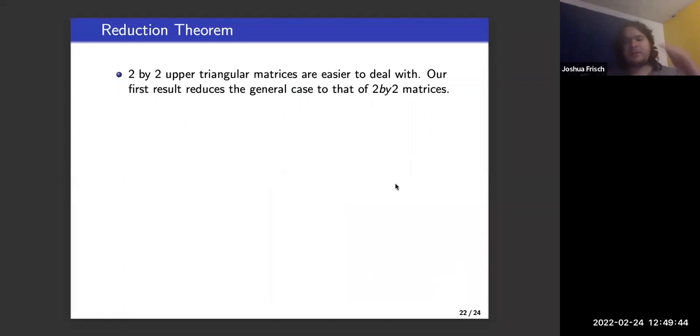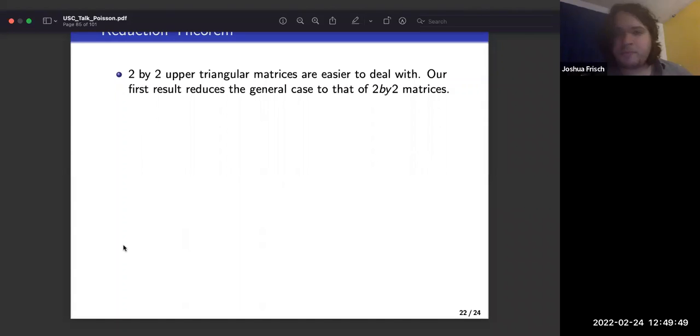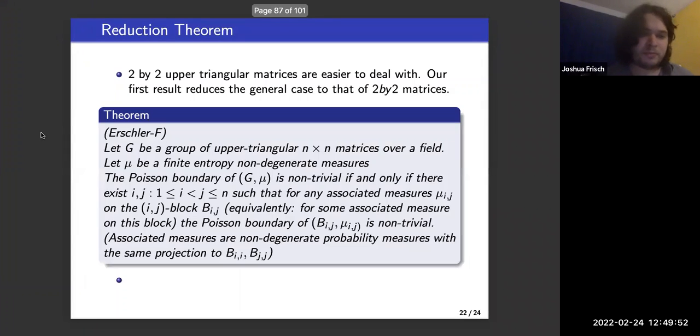And so the first main theorem we show is a reduction theorem. And this is joint work with Anna and me. So let G be a group of upper triangular m by m matrices over a field, and let mu be a finite entropy non-degenerate measure. The Poisson boundary of (G, mu) is non-trivial if and only if I can find some basic block where it's non-trivial. Now, of course, the Poisson boundary depends on both the group and the measure.